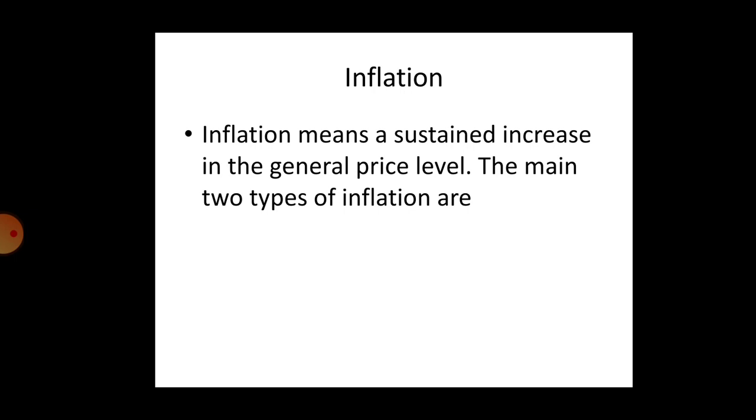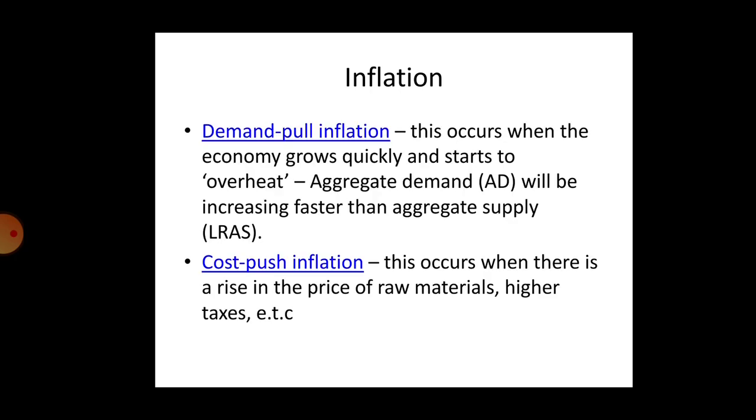Inflation can be contrasted with deflation, which occurs when the purchasing power of money increases and prices decline. So, we can say inflation means a sustained increase in the general price level. The two main types of inflation are demand pull inflation and cost pull inflation.